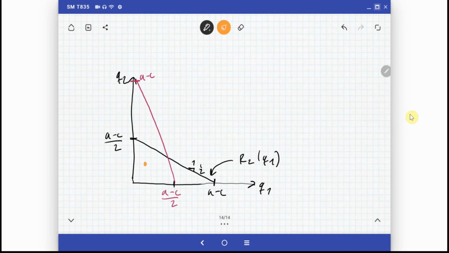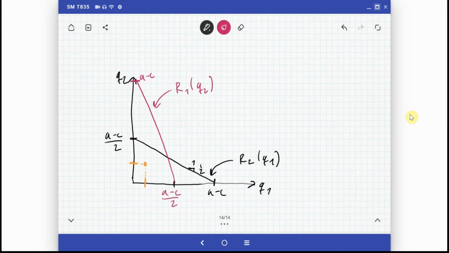Is that a Nash equilibrium? So this is the quantity that player 1 produces, this is the quantity that player 2 produces. The question is, is this a Nash equilibrium? And of course the answer is no.